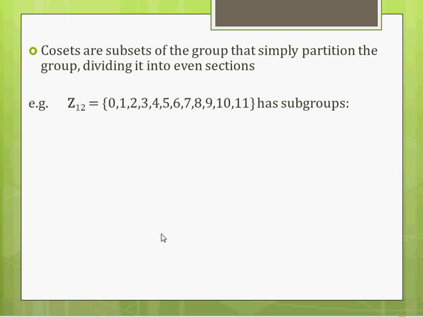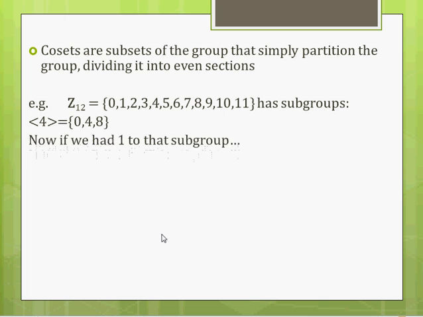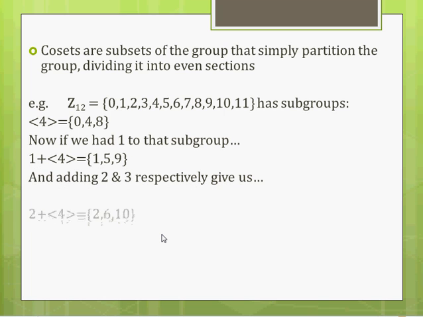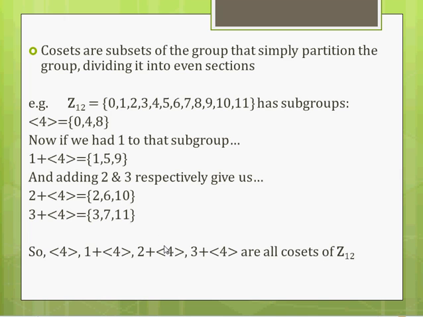When we talk about Z12, we know that's 0 through 11, and one of the subgroups is the subgroup generated by 4: 0, 4, and 8. If we add 1 to each element in that subgroup, we get 1, 5, and 9. We add 2 and 3, respectively, and we get 2, 6, and 10, and 3, 7, 11. So these are all cosets, and they partition Z12.